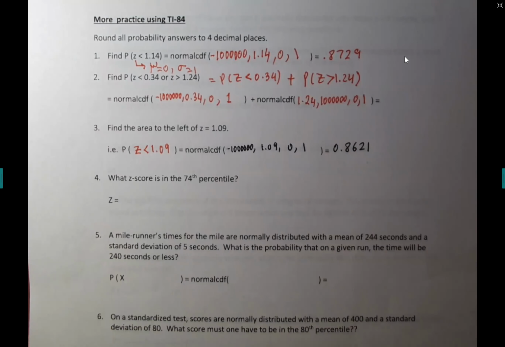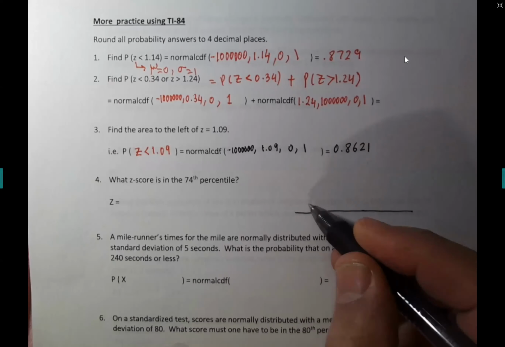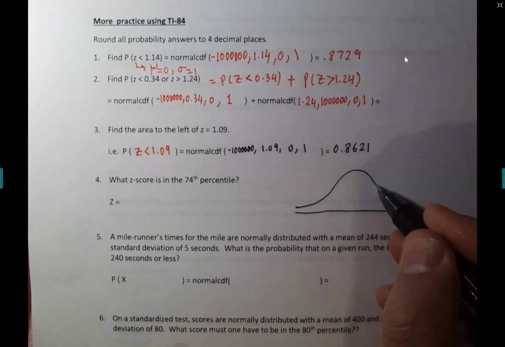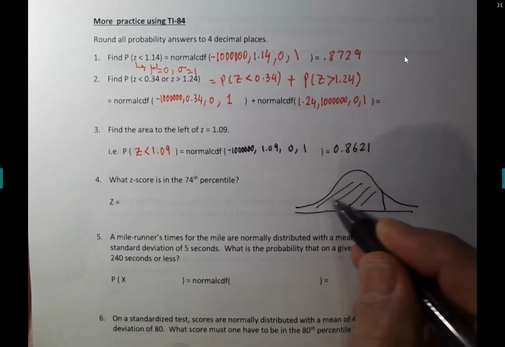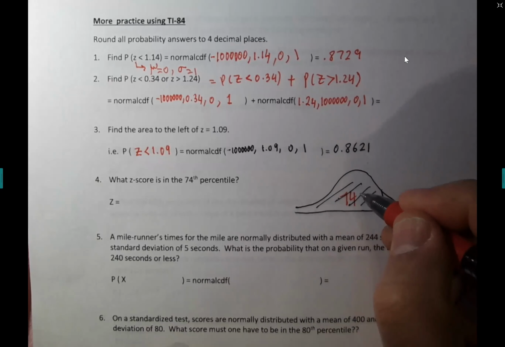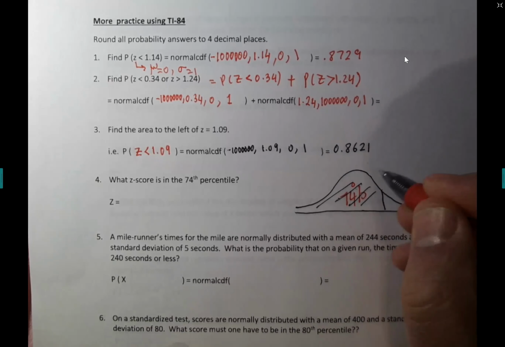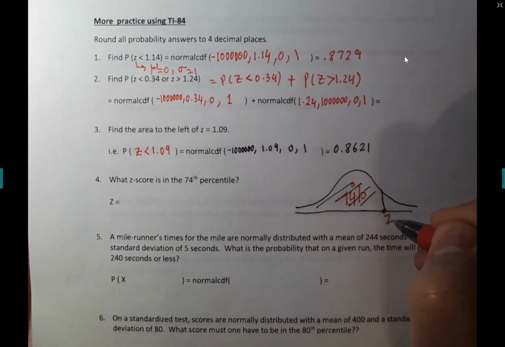Number 4. Now he wants the z-score. He gives you the probability and he wants the z-score. It's an inverse norm. 74th percentile means 74%, guys. A 74th percentile means 74% of the data is below that number. So that's the number that he wants, that number z.